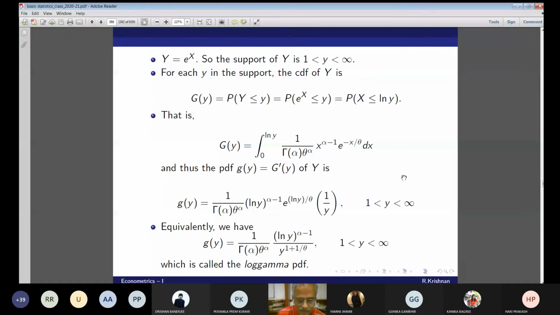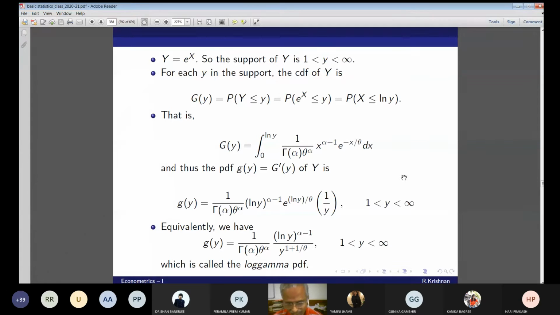Is this okay now? This is now straightforward. This is called the log gamma PDF. Don't even try to remember this. If at all we need it, I'll give you a formula sheet, or what is called a cheat sheet. I hope you don't do that in the exam.